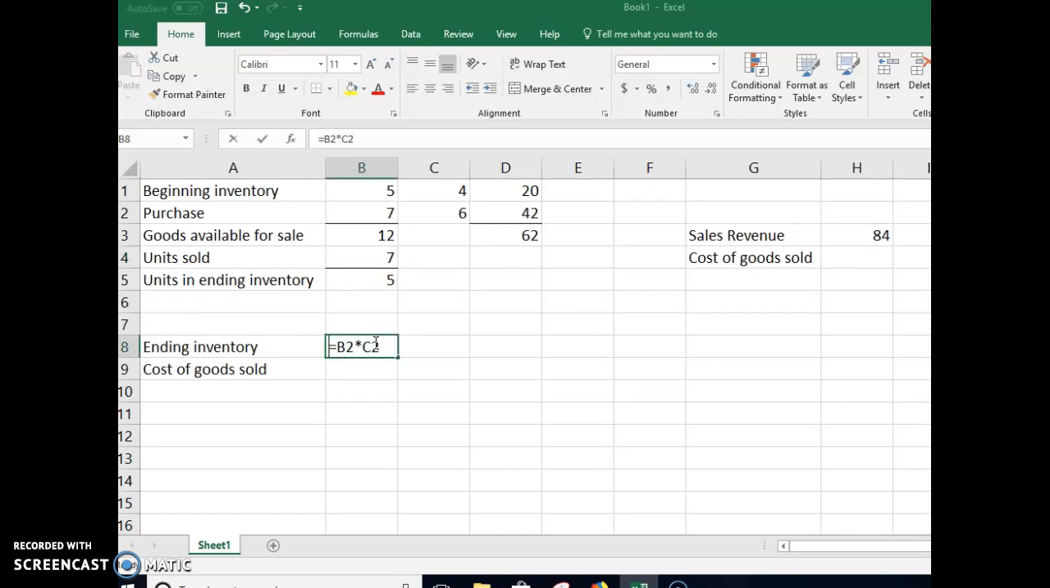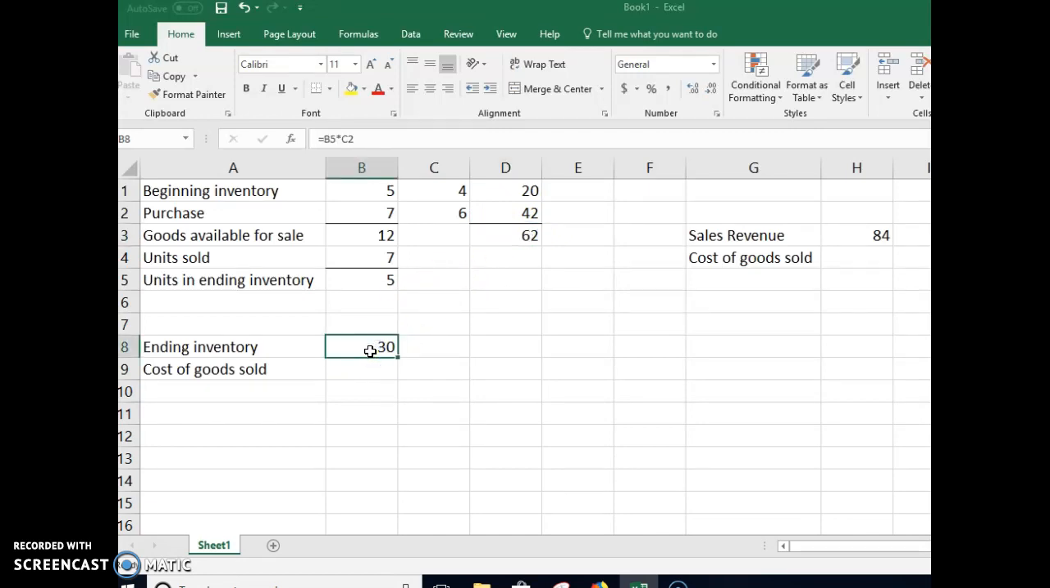So if we were under FIFO, the units that we would have left would be the last units. So the 5 units in ending inventory would have each cost $6. So that would have been our ending inventory. To get our cost of goods sold, well, it's the cost of goods available for sale minus the 30.